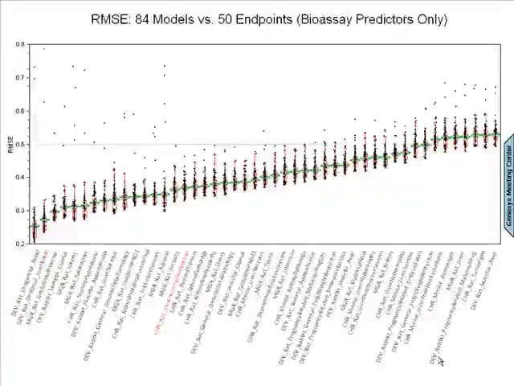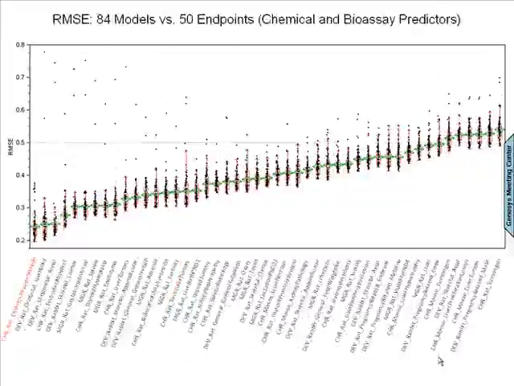And dittos for root mean squared error. Now this metric is the reverse, in that smaller is better. So the endpoints are sorted in the opposite way. You see the graph going the other way. But again, similar story. The values tended to creep down when we threw in the chemical predictors.